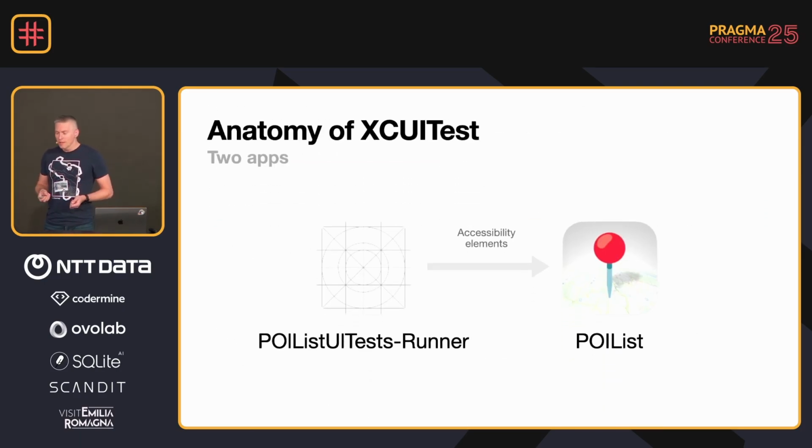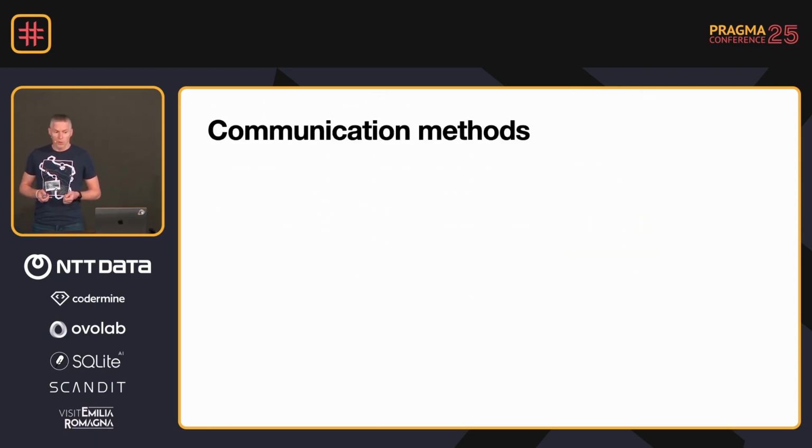And why? Because by nature, XCUITest is two apps running in parallel. One is the test app and another is the main app. And the test app guides the main app using accessibility elements, reading accessibility labels, and interacting with accessibility elements. Let's explore what communication methods we have between them.